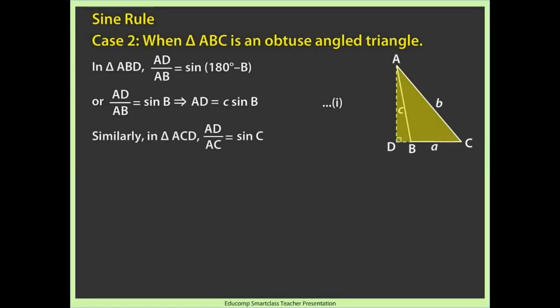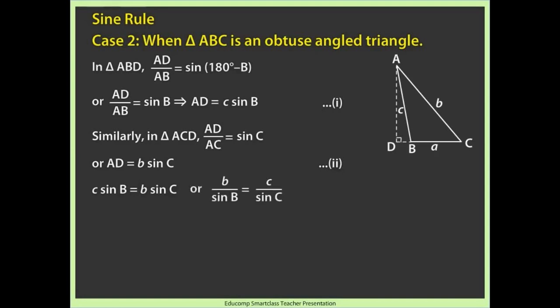Similarly, in the triangle ACD, AD over AC is equal to sine C. This implies AD is equal to b sine C. Let this be equation 2. Now from equations 1 and 2, we have c sine B is equal to b sine C, or b over sine B is equal to c over sine C.